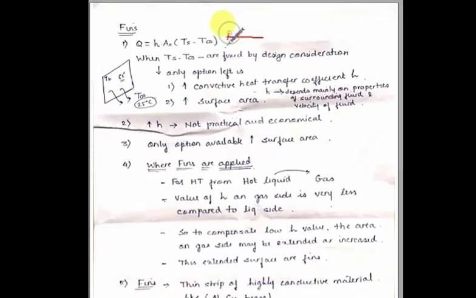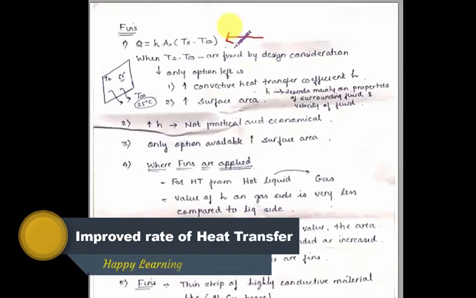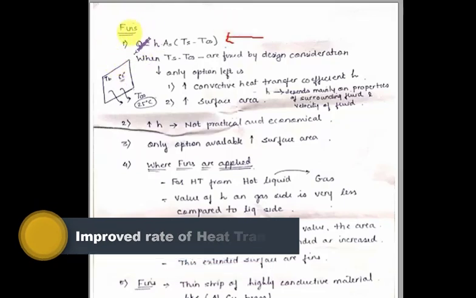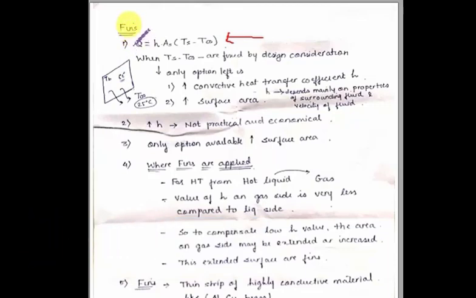Now why are we seeing this formula? We have seen the basics of convection, but why are we focusing again on the same formula? The answer to this is that many engineering applications today require an improved rate of heat transfer. So now if we want to increase the heat transfer, say if you want to increase the Q, taking into consideration the same example, what are the options available?